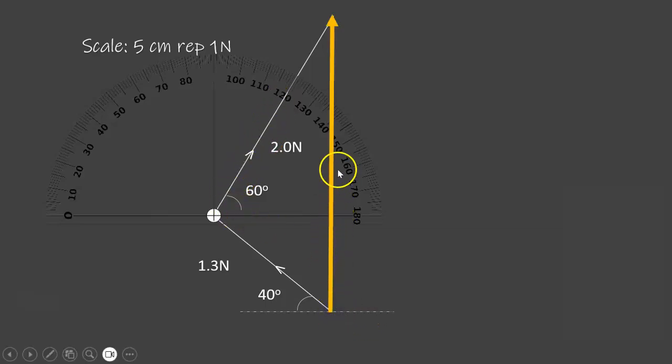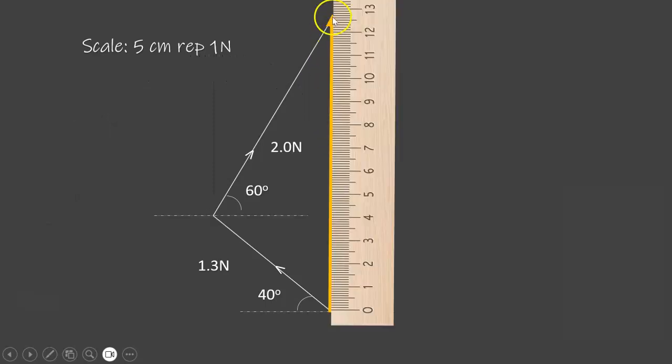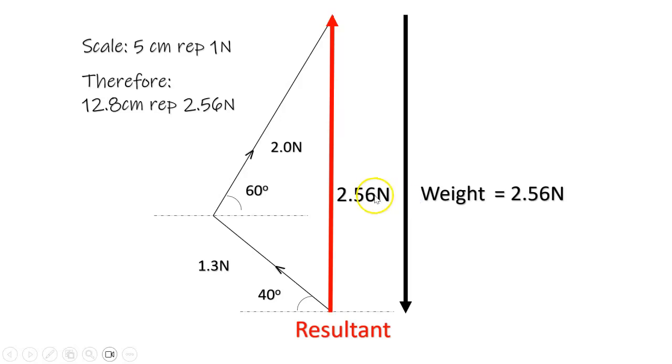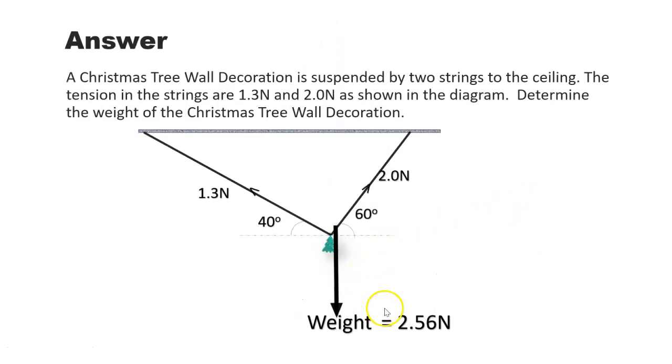To get the magnitude of this resultant force, we use a ruler to find out its length. The ruler shows that the length of this resultant force is 12.8 cm. Since 5 cm represents 1 Newton, we take 12.8 cm divided by 5. That gives us 2.56 Newton. Since the object is static, the magnitude of this resultant force is equal to the weight of the Christmas tree decoration, which is 2.56 Newton.